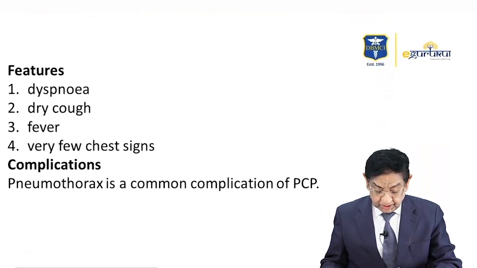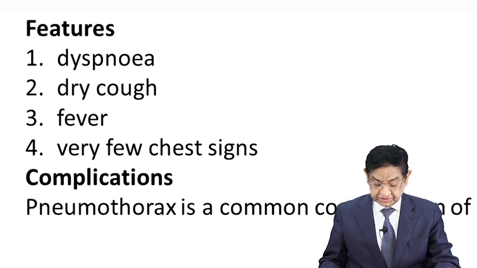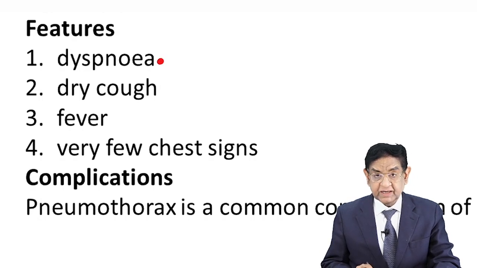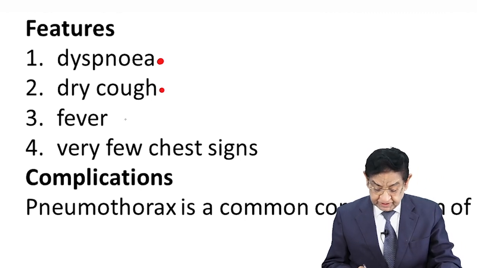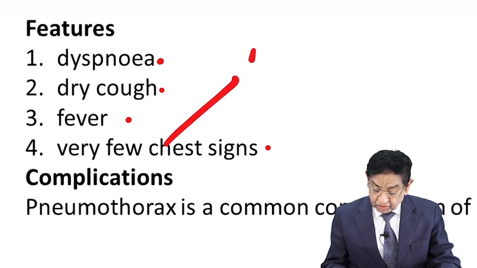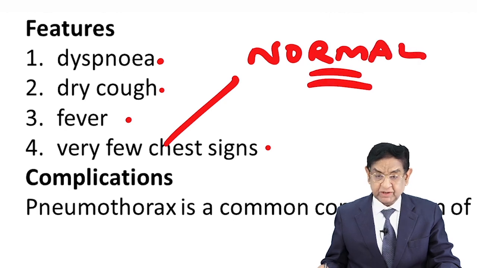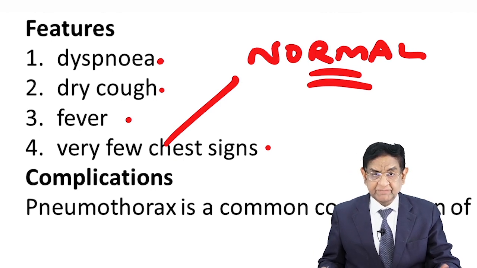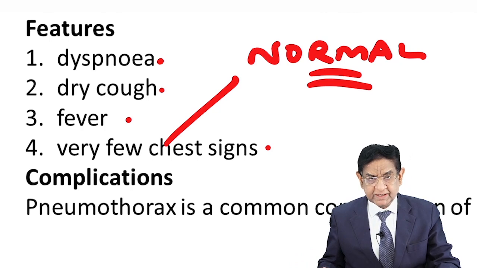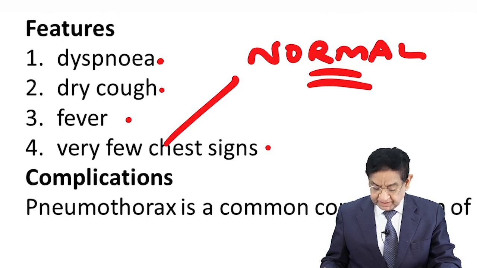Well, let's learn more about the clinical features of pneumocystis carinii or jirovecii: dyspnea, dry cough, not a purulent cough, fever, and very few chest signs. That means chest signs may be normal also. This again is a very, very important point. You are auscultating a patient who has come with fever, dry cough, dyspnea, but you find no rhonchi, no crepitations, almost normal. This is a classical feature of this pneumonia.